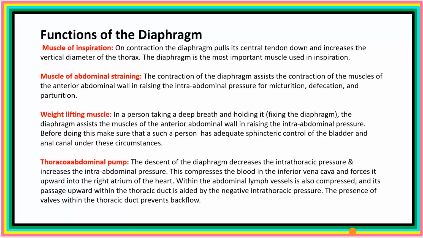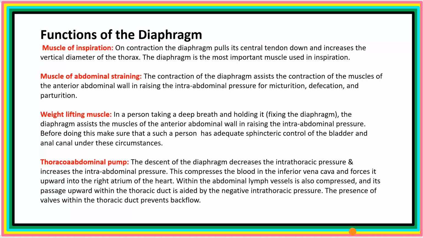Diaphragm is also considered as a weightlifting muscle, and this is important in making sure that there is a raised intra-abdominal pressure, which is part of the processes of weight lifting. And this is achieved by taking a very deep breath. In this condition, the diaphragm is fixed. In so doing, the diaphragm will assist the muscles of anterior abdominal wall to raise the intra-abdominal pressure.